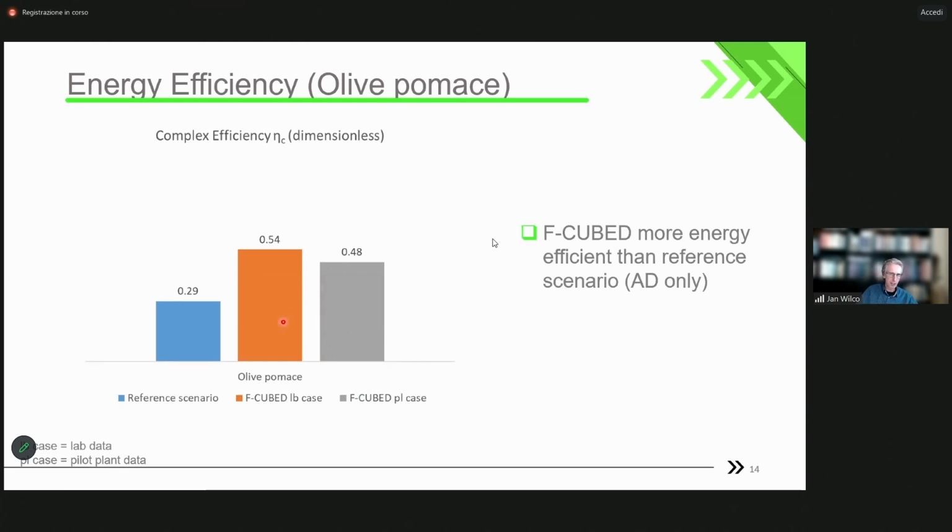Then for olive pomace, we see that both the lab case as well as the pilot case are much better than the reference scenario with anaerobic digestion only. And it's quite a good efficiency if we look at these results.